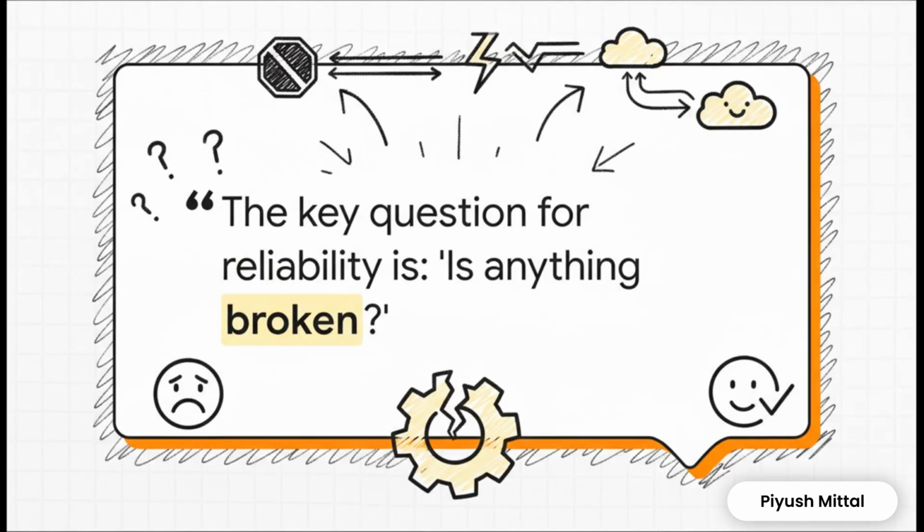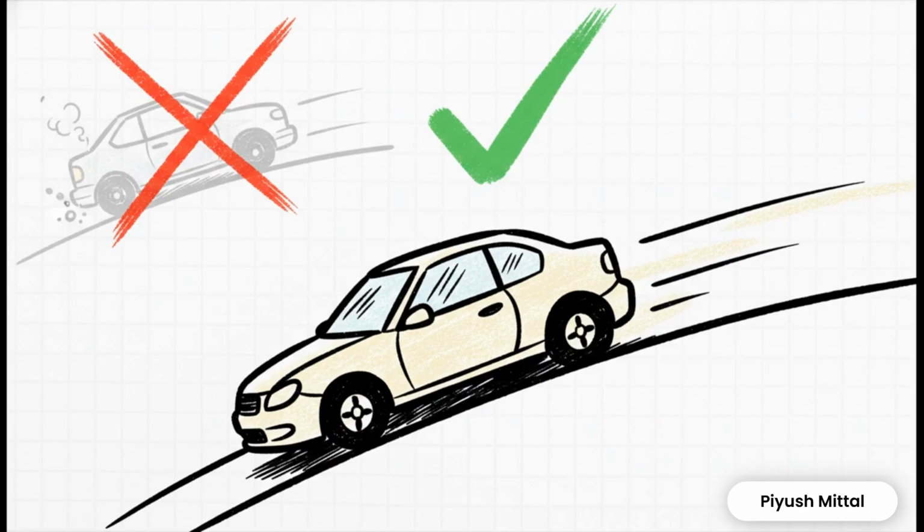So look, if you want to cut through all the technical jargon and get right to the point, this is the question to ask your team. It's simple, it's direct. Is anything broken? This gets to the heart of the user's experience. Is the system actually functioning the way it's designed to? Let's make this even simpler.